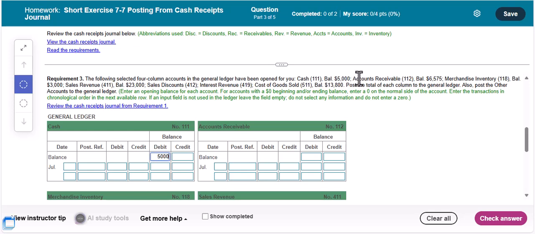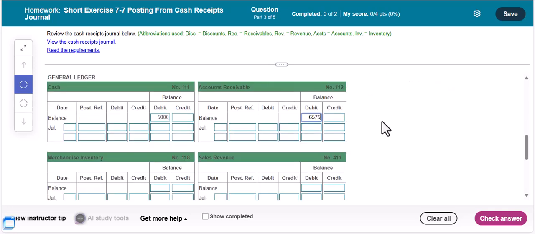And then accounts receivable, also an asset, so the balance is going to be on the debit side as well, is $65.75. So $65.75 is a debit balance. We have merchandise inventory, a balance of $3,000. Merchandise inventory is an asset, so that is a debit balance of $3,000.